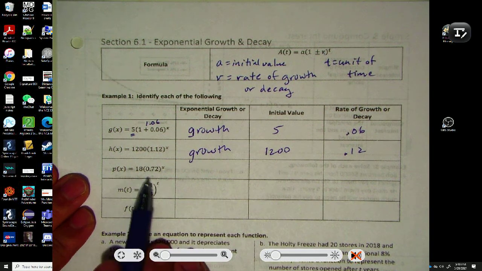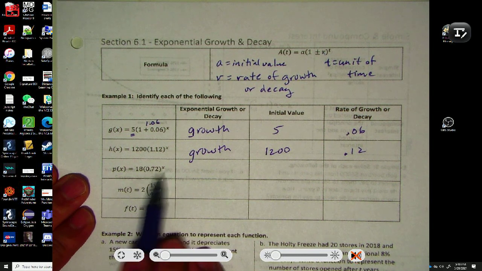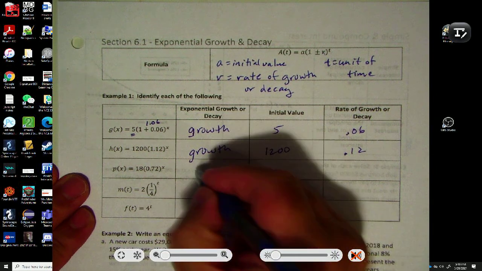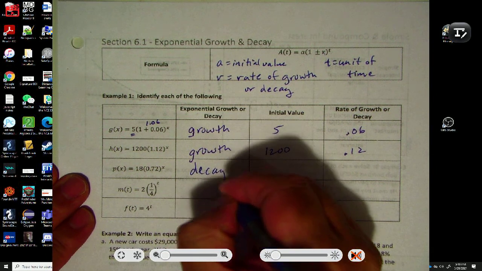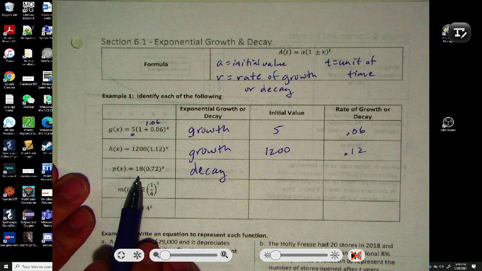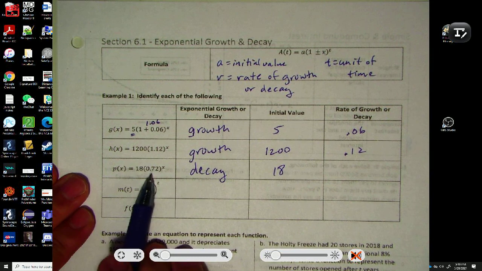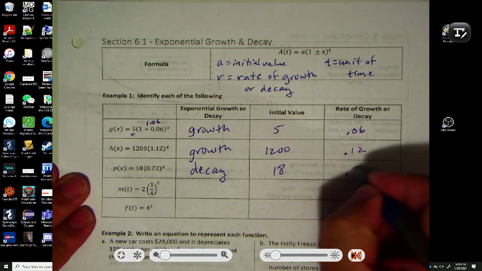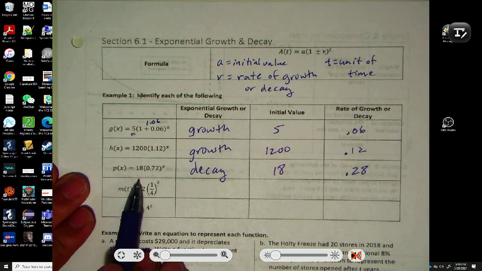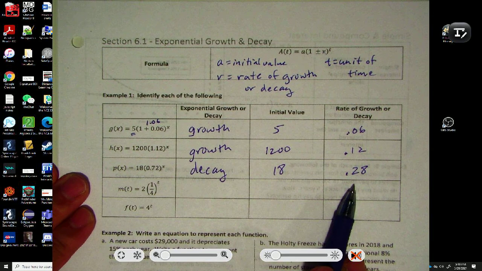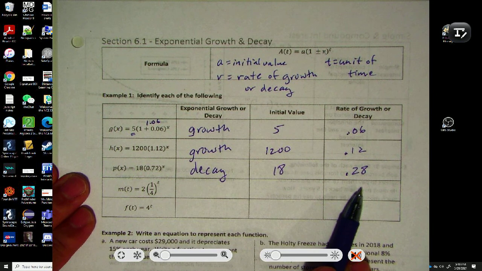Alright, continuing. So here, in P of x, the base of this exponent is less than 1. So this problem is decay. And the initial value is the coefficient here, so it's 18. And how do I get the rate? You subtract from 1. If you do 1 minus 0.72, you get 0.28. If you subtract in the other order and you get a negative answer, just drop the negative and state the rate. So this is a 0.28 rate of decay.